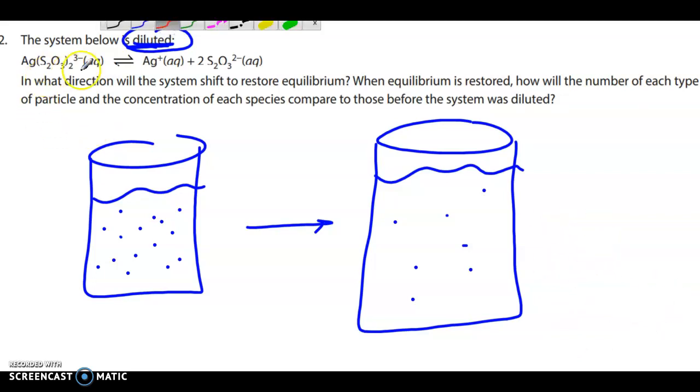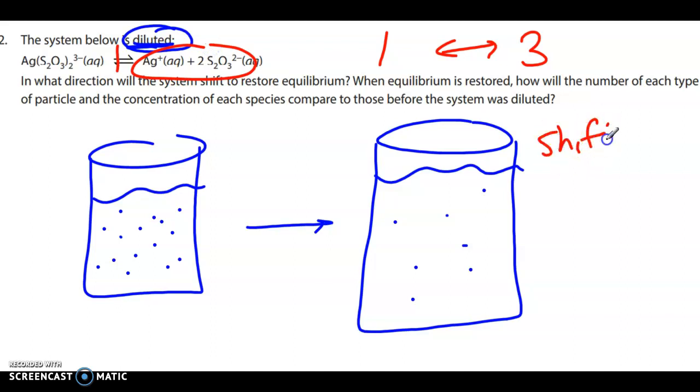So if we were to look here, we have one ion on the reactant side. So let's just do one versus on the product side, we have 3 ions, right? 3 moles worth of ions. So if we're diluting this space out by adding more solvent, we're going to cause a shift towards the forward reaction, right? Where we're going to have more ions. So this is going to be a shift to the right.